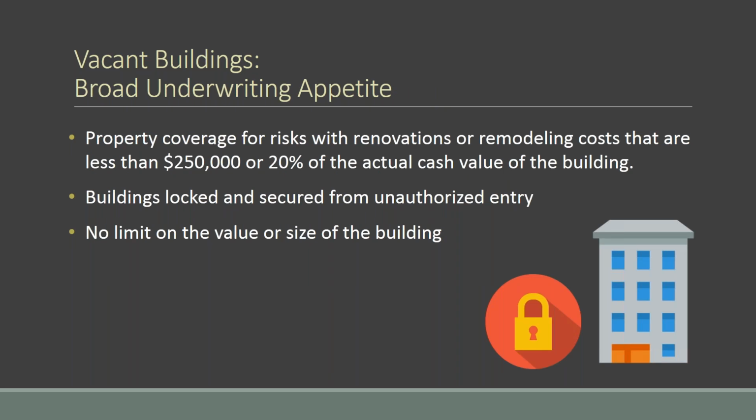We write property coverage for risks with renovations or remodeling costs that are less than $250,000 or 20% of the actual cash value of the building. Anything over the $250,000 or the 20%, then it should go on to a builder's risk policy. We need to make sure that the buildings are locked and secured from any unauthorized entry, but there is no limit on the size of the building or the value of the building that we will look at.